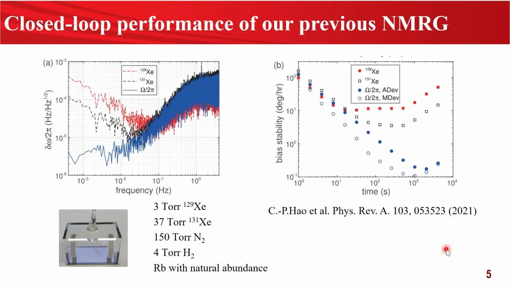We finished the first version of our nuclear magnetic resonance gyroscope 3 years ago, and it had demonstrated an angle random walk of 0.06 degree per square root hour, and a bias stability of roughly 0.2 degree per hour at 2000 seconds. The cell we used at the time is shown here, and the components of the cell are shown here.